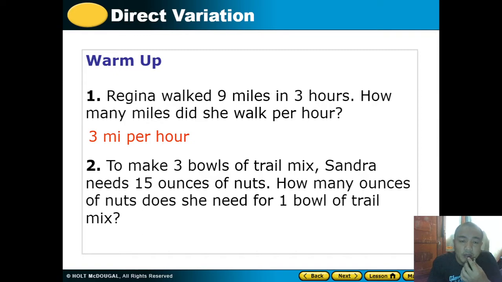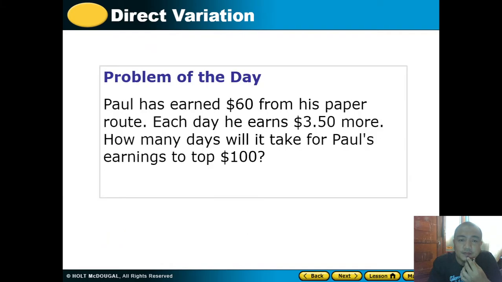Now number 2, to make 3 bowls of trail mix, Sandra needs 15 ounces of nuts. How many ounces of nuts does she need for 1 bowl of trail mix? What's your answer? 5 ounces. So again, we divided 15 by 3. Yes, so 15 divided by 3 is 5 ounces.